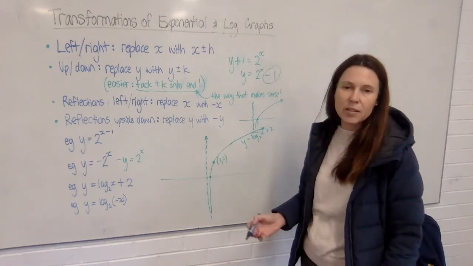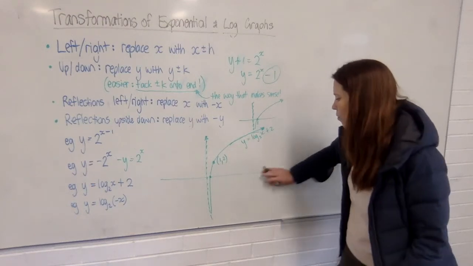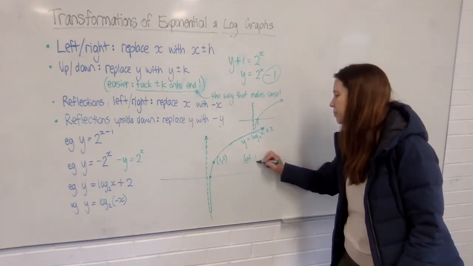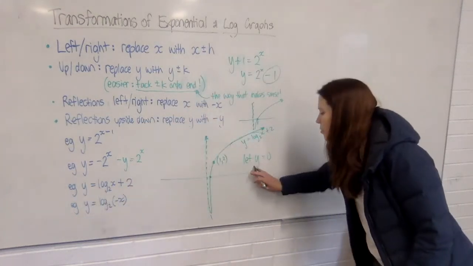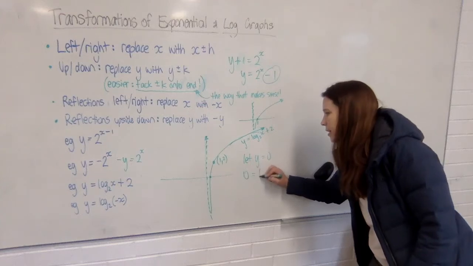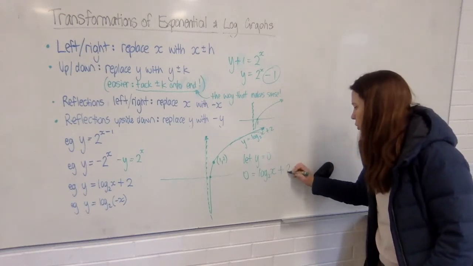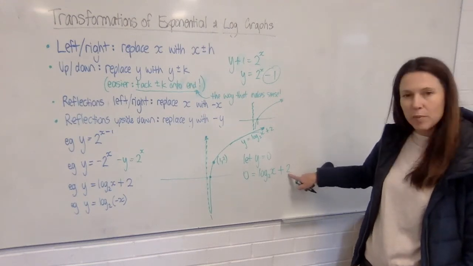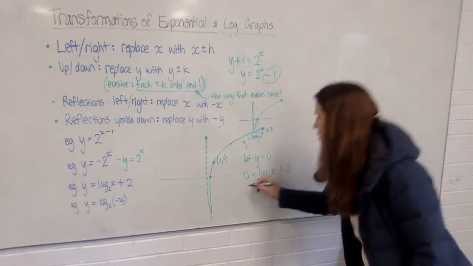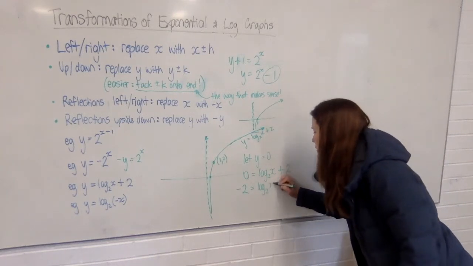How do we find an x-intercept? We need to, that's it, let y equal 0. All right, let's let y equal 0 and rewrite this now. That means we've got 0 is equal to the log of x with a base 2 plus 2. All right, how do I get the x by itself? Get rid of this plus 2 by subtracting 2 from both sides. So I've got minus 2 is equal to all of this.